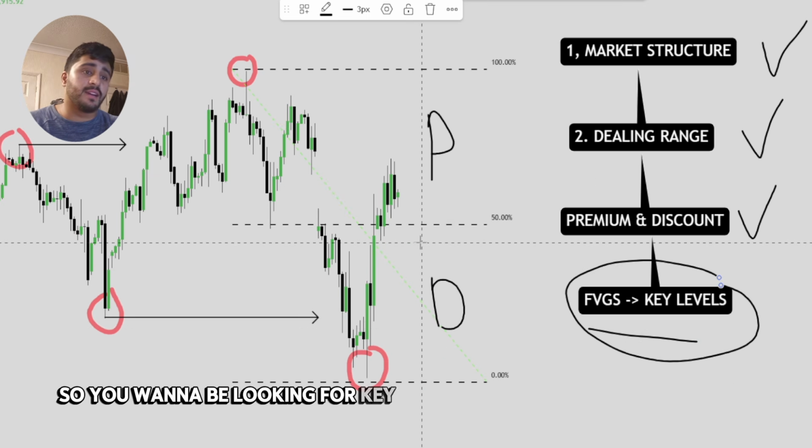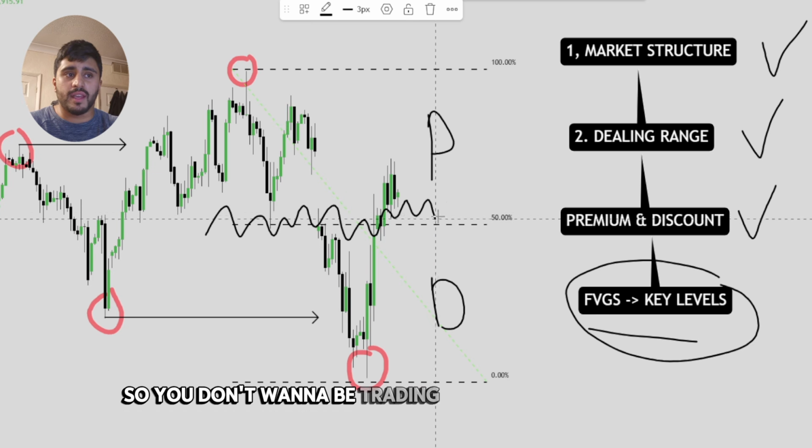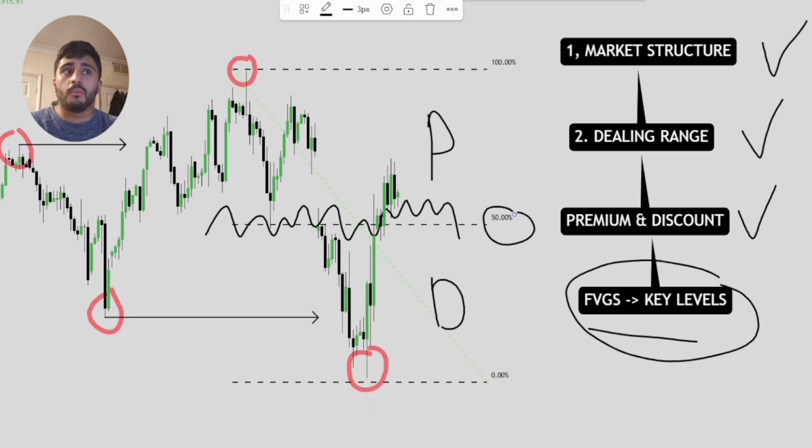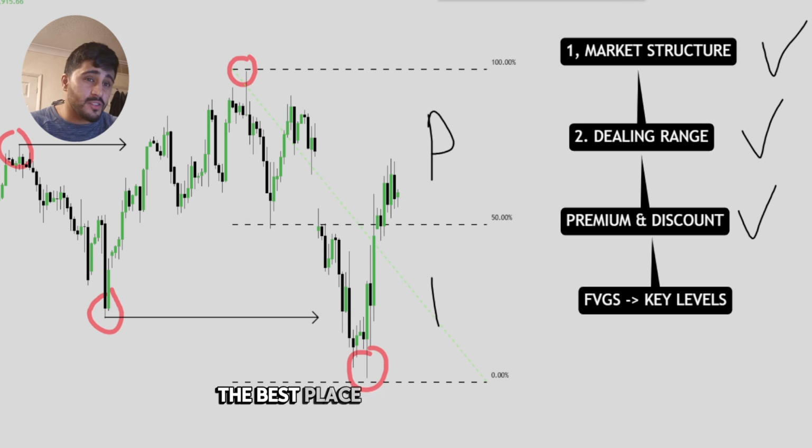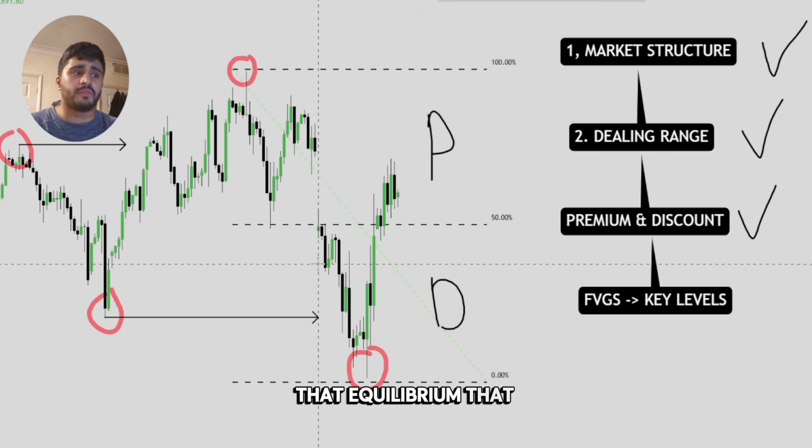You want to be looking for key levels, basically not near the 50% area. You don't want to be trading anywhere near the 50% area. Best place to lose money, right? The best place to lose money is that equilibrium, that 50%.